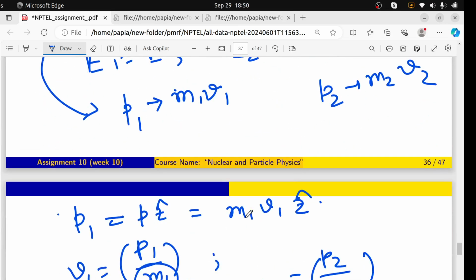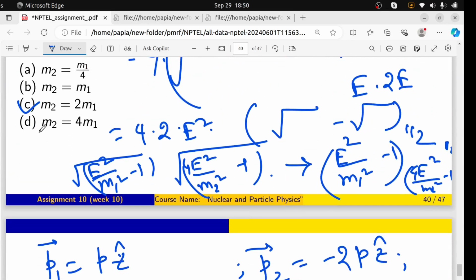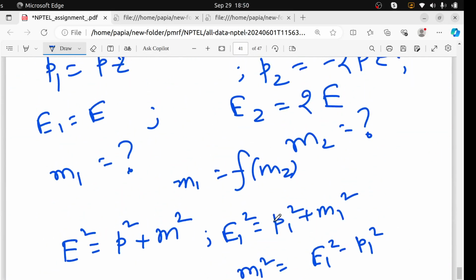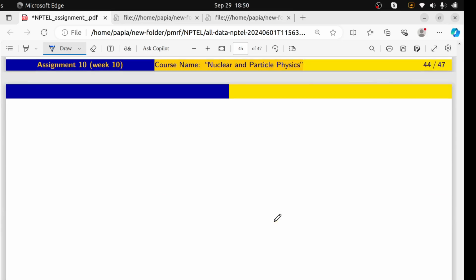But the thing is, here it is m2 equals 2m1, because there we are just taking care of the Einstein equation: E equals mc square, equals root over p square c square plus m square c to the power 4. Yes, ma'am. It is there. Yeah, sorry. Right.